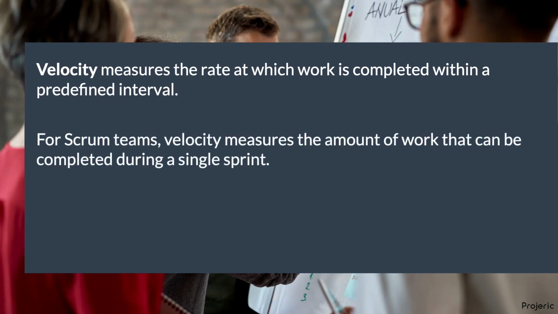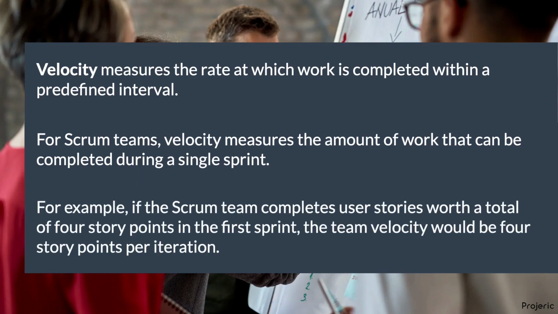For Scrum teams, velocity measures the amount of work that can be completed during a single sprint. For example, if the Scrum team completes user stories worth a total of 4 story points in the first sprint, the team velocity would be 4 story points per iteration. Note that the velocity should be in the same units as the PBIs. If the team is using ideal days to size PBIs, the velocity would be reported in ideal days per iteration.